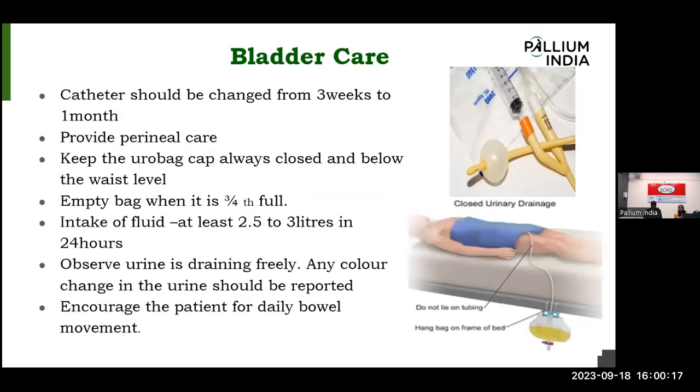Coming to the bladder care, this is when a patient is on a Foley's catheter. We know this is a foreign body in their bladder all the time, and this will cause a urinary tract infection. So if someone develops a urinary tract infection, what is the primary advice we give? You have to instruct the patient to take plenty of oral fluids.